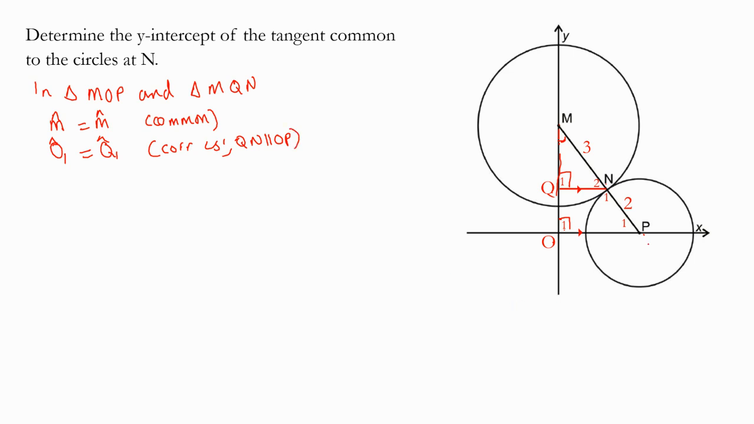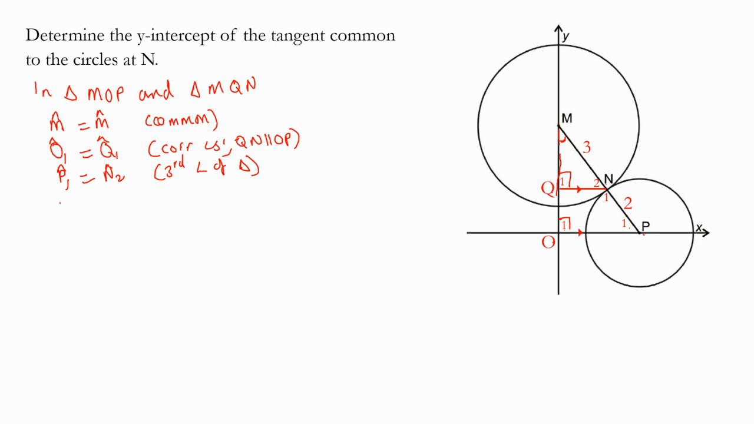Right, and then again we can see P1 is equal to N2, corresponding still, but also you can use third angle of triangle. So P1 is equal to N2. Okay, third angle of triangle. Right, so you see that.